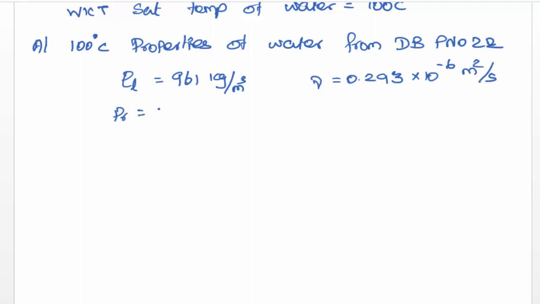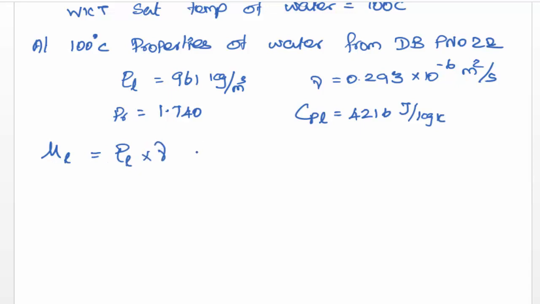Prandtl number equal to 1.740, and specific heat capacity of liquid equal to 4216 joule per kilogram Kelvin. From these values, as usual, you have to find out the dynamic viscosity of the liquid, which is equal to density of the liquid into kinematic viscosity, which is equal to 281.57 into 10 to the power minus 6 Newton second per meter squared.